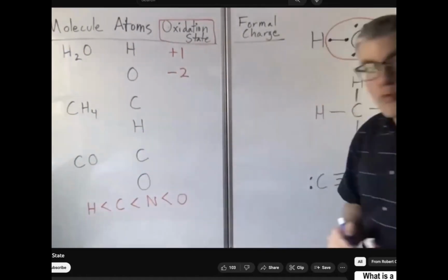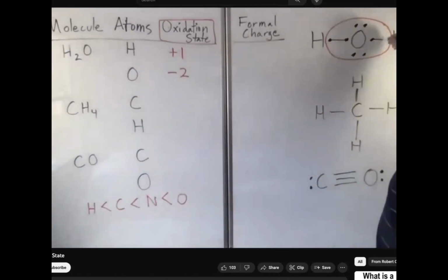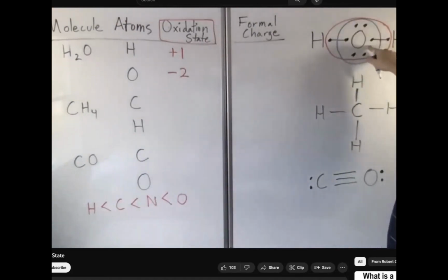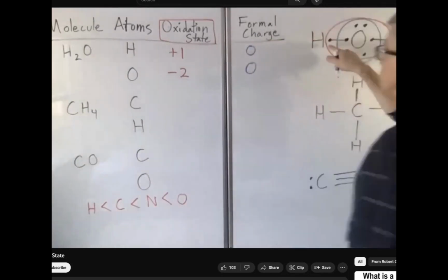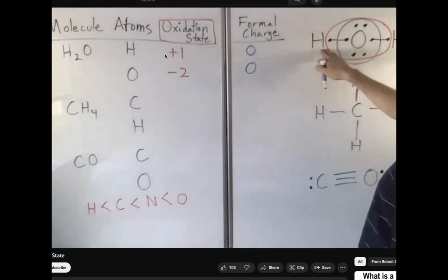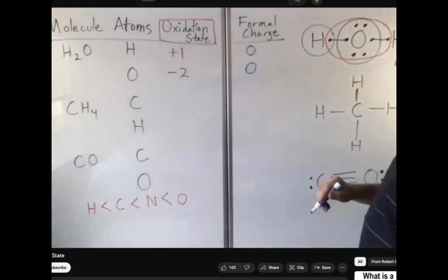If you want to know the formal charge, you cut the bonds in half. You count like this. So this way the oxygen has 6, which is what it's supposed to have. So it has a formal charge of 0. And the hydrogen also has a formal charge of 0 because the hydrogen has its 1 electron.